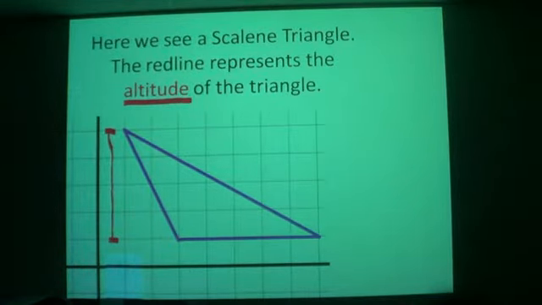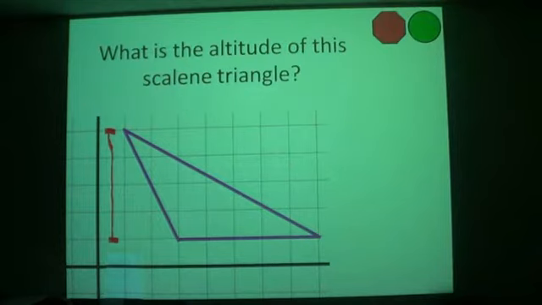Here we see a scalene triangle. The red line represents the altitude of the triangle. Scalene simply means that all 3 legs are different lengths. A right triangle can be a scalene triangle because in the 3, 4, 5 right triangle, all of the legs are different lengths. So if all of the legs are different lengths, it makes it scalene, but it also makes it a right triangle. What is the altitude of this scalene triangle? Press the stop sign.